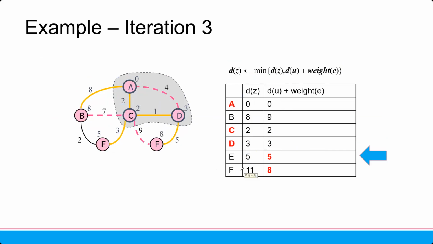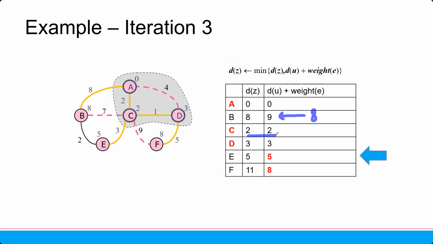What about A to D to F? Okay, we have A to D, which is via C. We know already 3, and then we can go from D to F, which is 5. So 3 plus 5, it is 8. Now we can check what is the minimum. 8 and 9. So the minimum is 8.